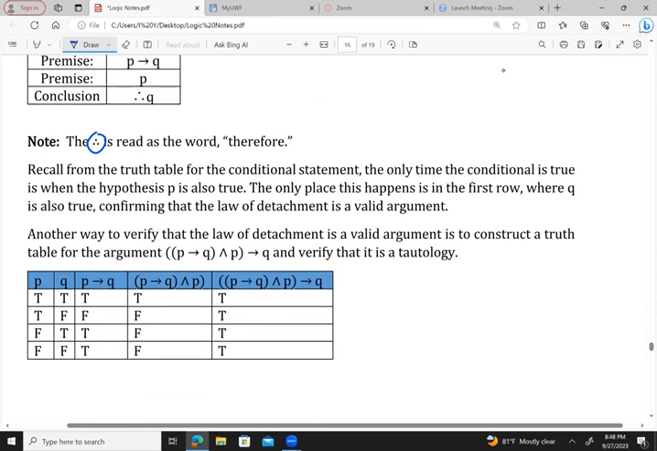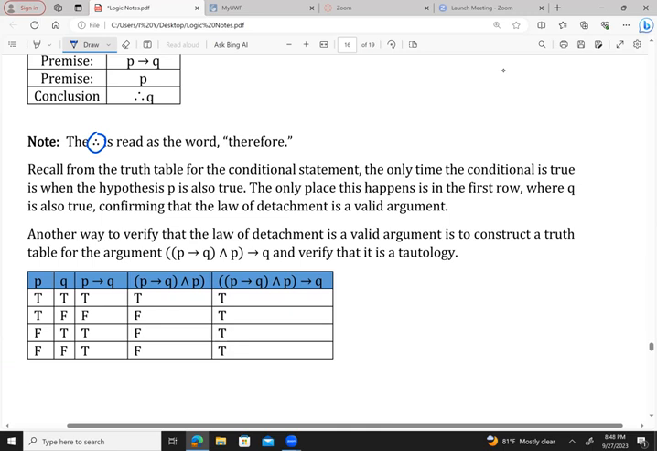So if we recall from the truth table for a conditional statement, the only time the conditional is true is when the hypothesis P is true, and Q is also true. The only place this happens is in the first row, confirming that the law of detachment is valid. Another way to verify that the law of detachment is a valid argument is to construct a truth table for the argument if P then Q and P, then Q, and verify it is a tautology.